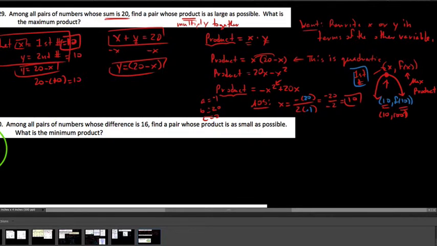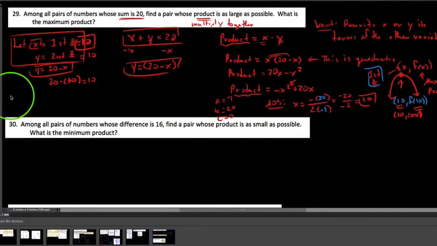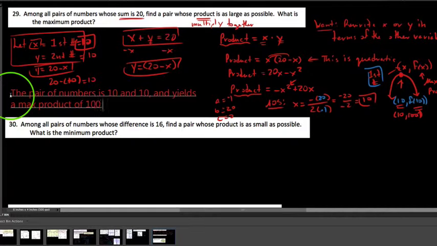So we do want to answer this question here, and because my handwriting is just absolutely rubbish, what I'm going to type is the pair of numbers is 10 and 10, which yields a max product of 100.